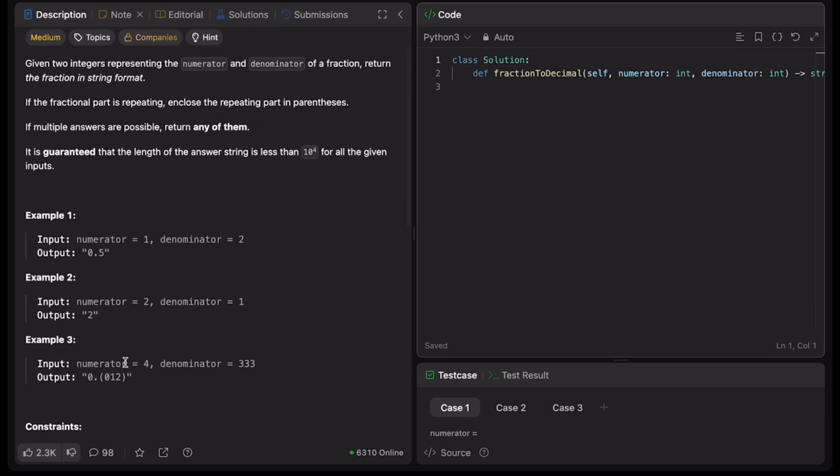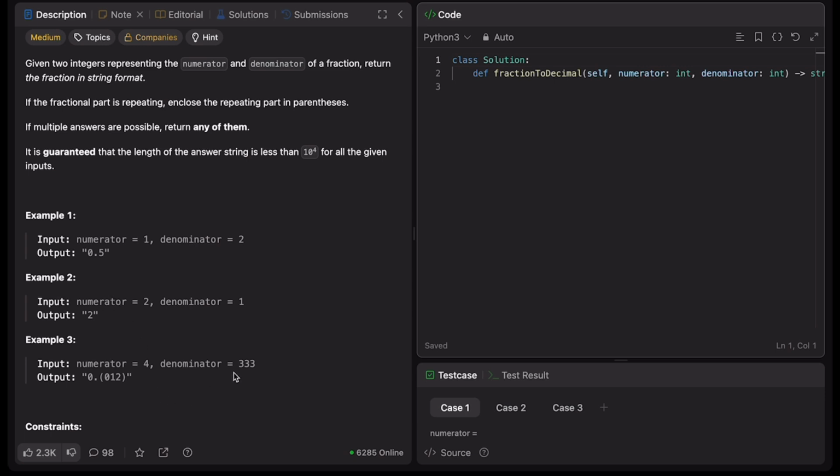So here 0 1 2, 0 1 2 keep on repeating, so you should enclose it in a bracket. If multiple answers are possible, return any one of them. It is guaranteed that the length of the answer is less than 10 to the power of 4 for all the given inputs. That's what they have told. So 1 by 2 will be 0.5, 2 by 1 will be 2.